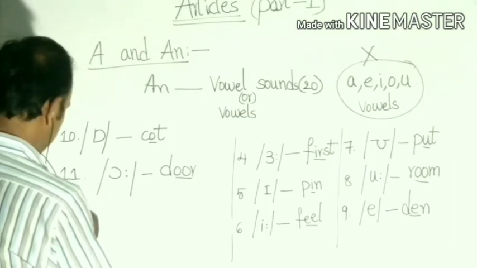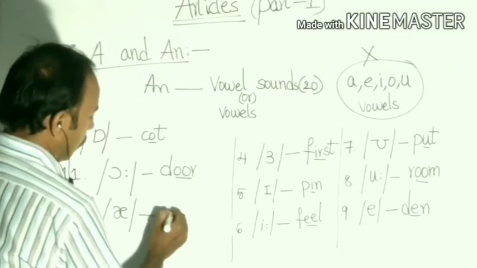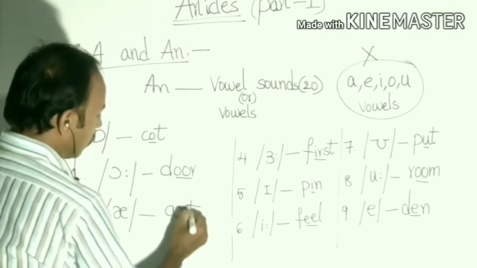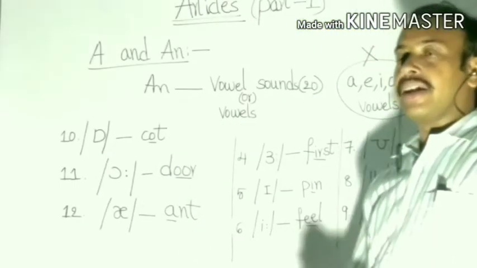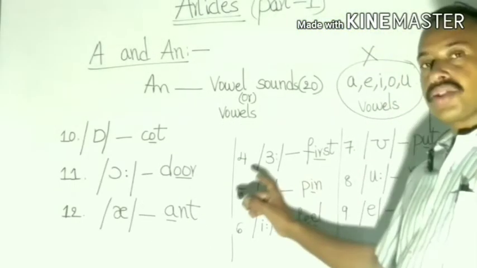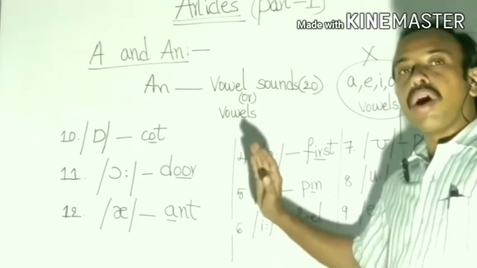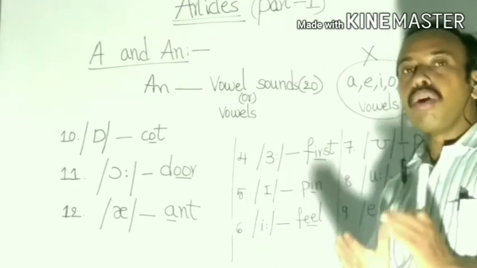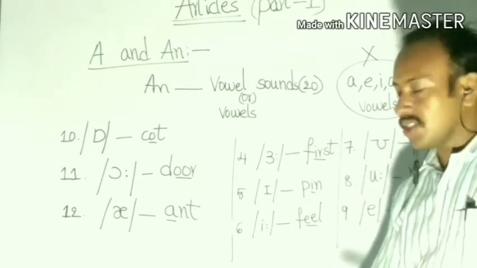Next one, 'ya', as in 'yant'. So A is giving this sound. 'Yant'. So these first 12 symbols represent what we call pure vowels or pure vowel sounds in the English language.